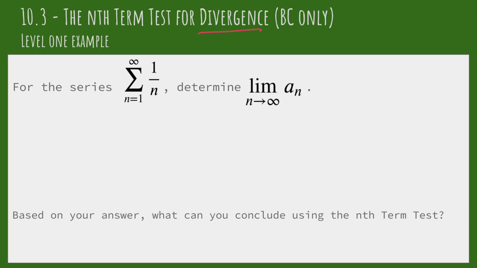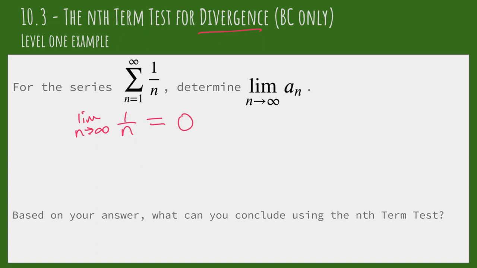So the first thing we're going to do is take a look at this limit right here. We're looking at the limit as n approaches infinity of 1 over n. Looking at this limit, as n gets really, really big, that's going to give us a denominator that's really, really big, and the terms are approaching 0.